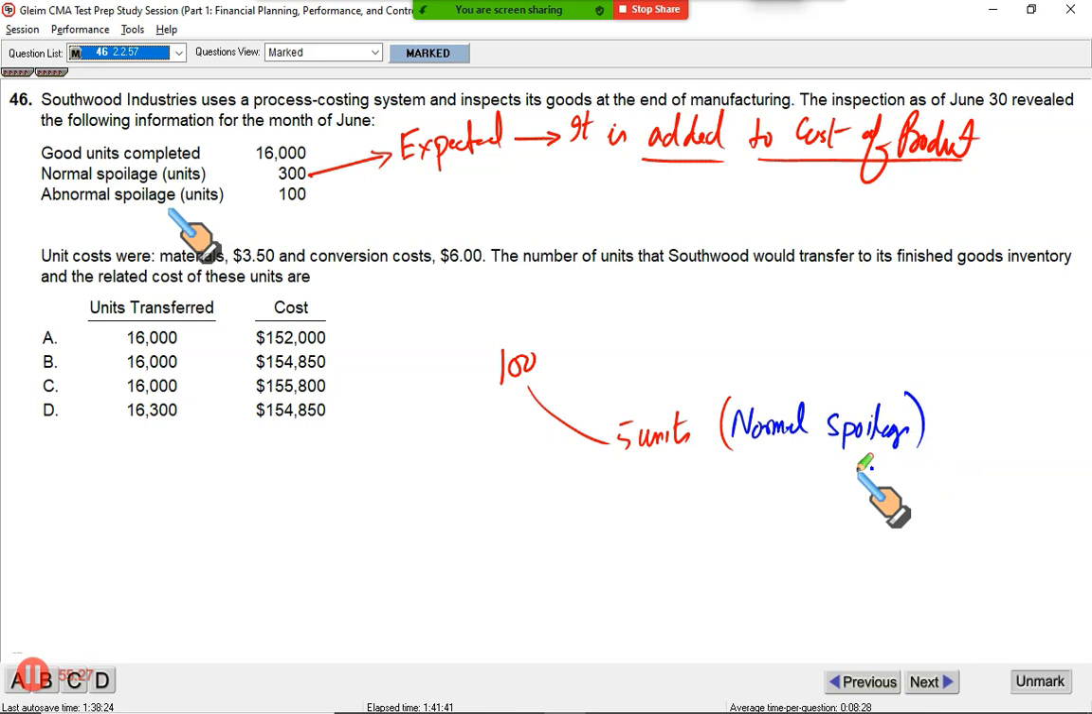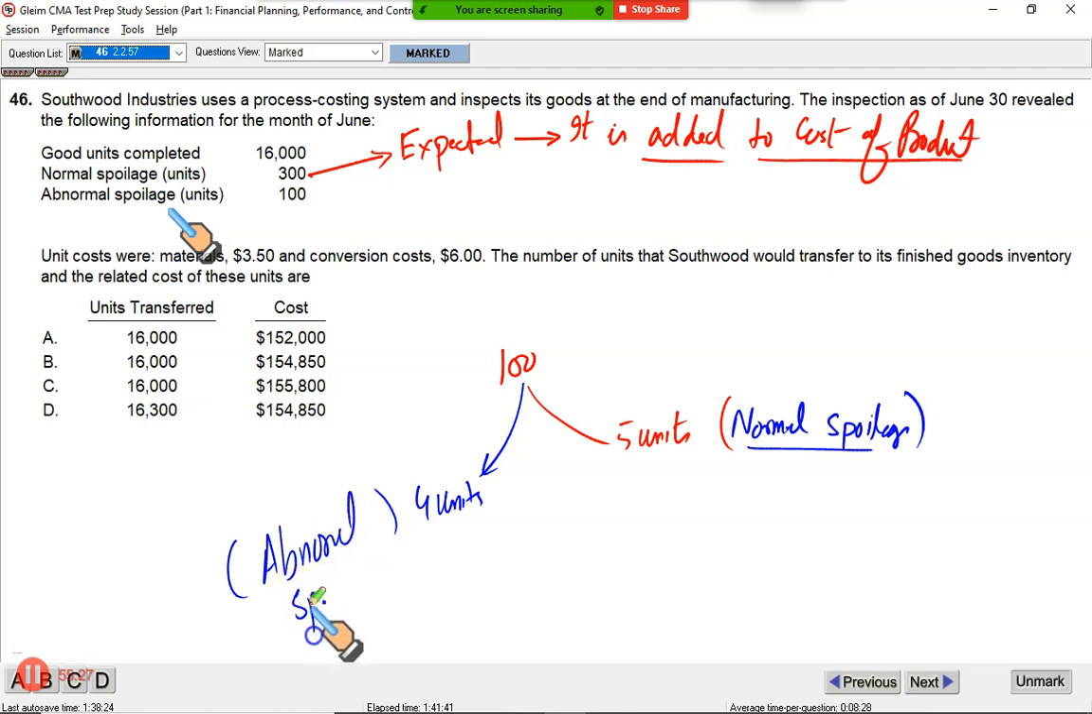But if in any month we lose more than 5, let's say in a particular month we lost 9 units. Out of those 9 units, 5 was normal, that was expected. But the extra 4 units which we wasted, this is called the abnormal spoilage. This should not happen.